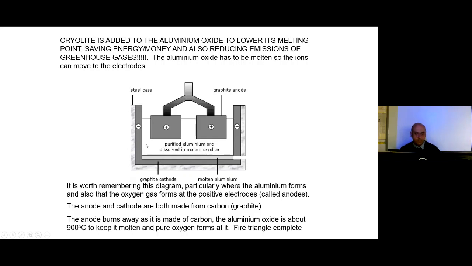Why does it have to be molten? Well, hopefully you appreciate from your bonding topic, if it's a solid, the ions can't move. Your ions can't move to the electrodes in a solid form, so we have to keep it molten.